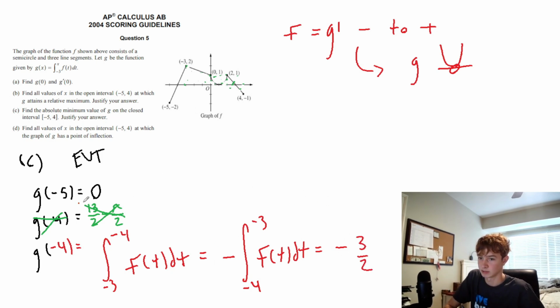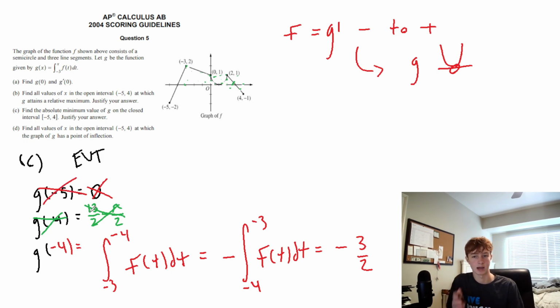And looking at all these three values, -3 over 2 is less than this because this is greater than 0, and -3 over 2 is also less than 0. So 0, or g of -5, can no longer be the absolute minimum value. So we know that the absolute minimum value of g occurs at x equals -4. Sorry.